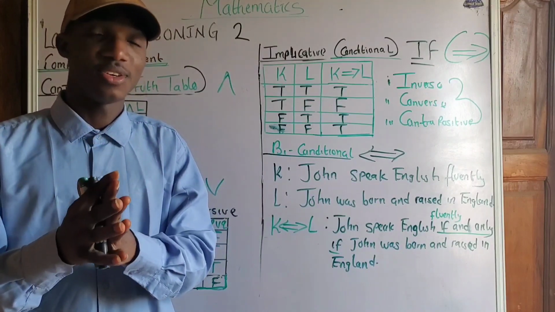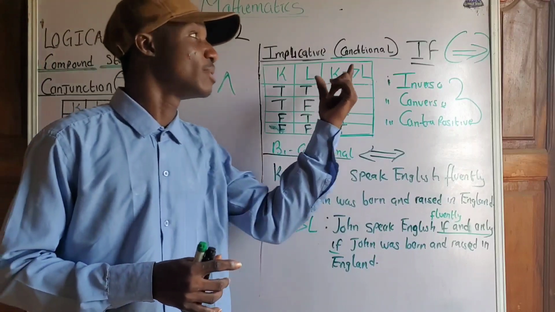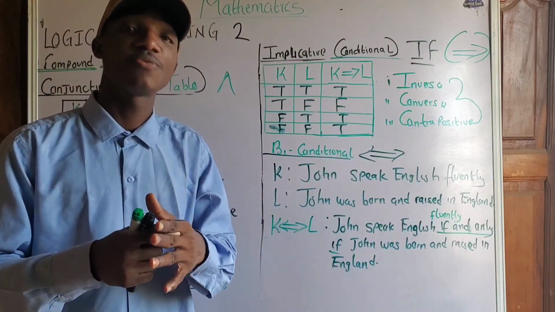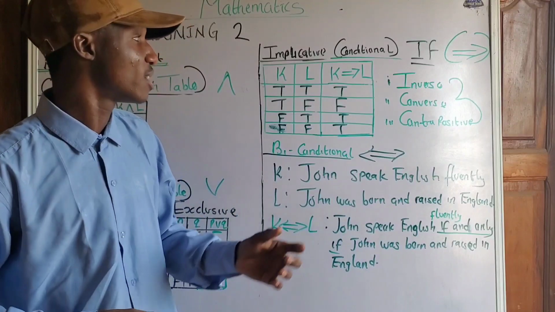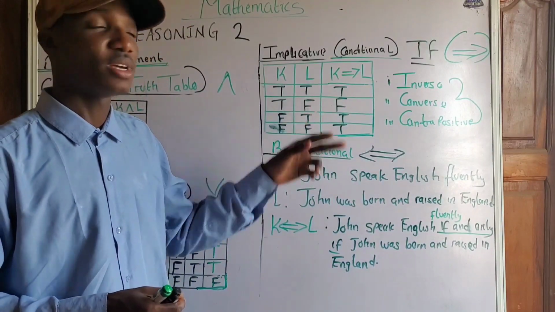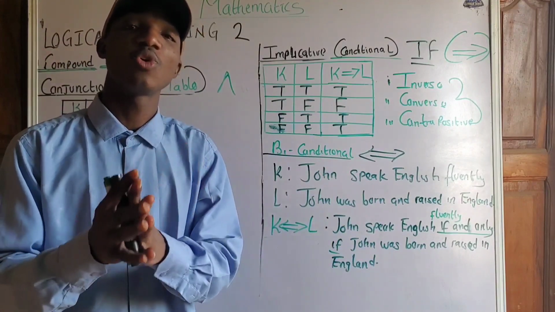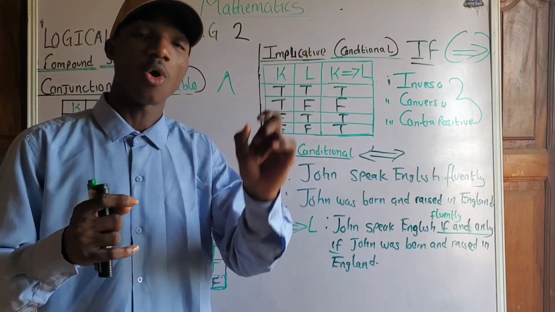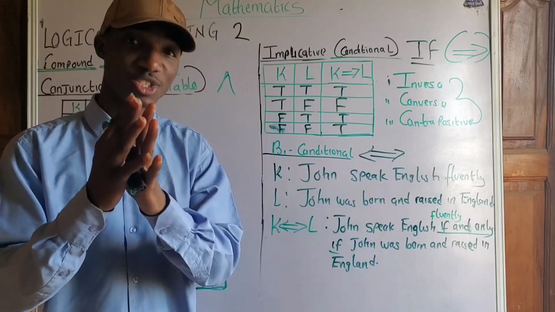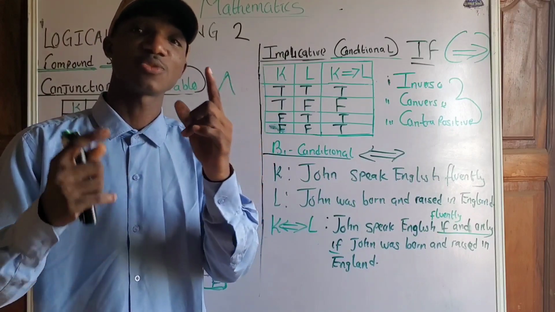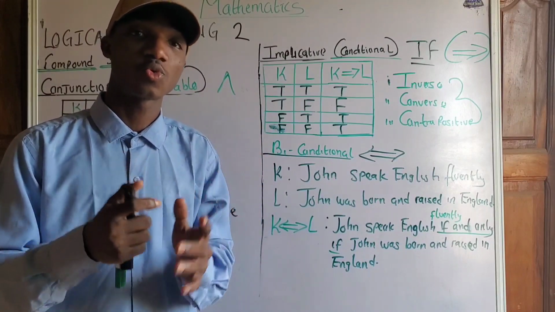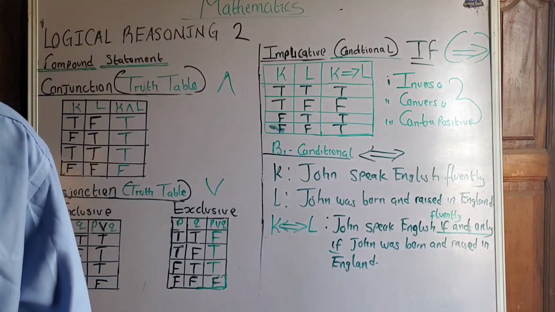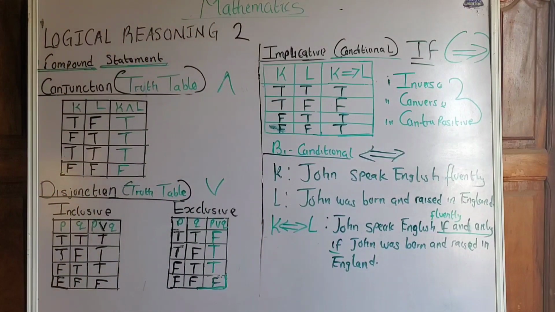Do you understand? You see, in an implicative or conditional statement, we only have a conclusion that is false if the second statement is false. Now in a bi-conditional statement, we only have a conclusion that is true if both statements are true or both statements are false. But if one of the statements is false or true, that means the conclusion will be false. Okay, so let us draw the truth table for a bi-conditional statement. I want you to pay attention.